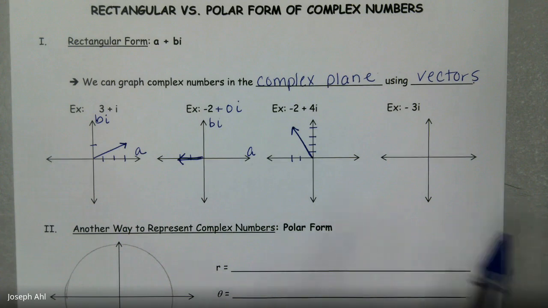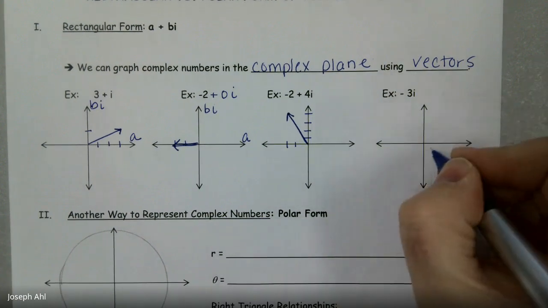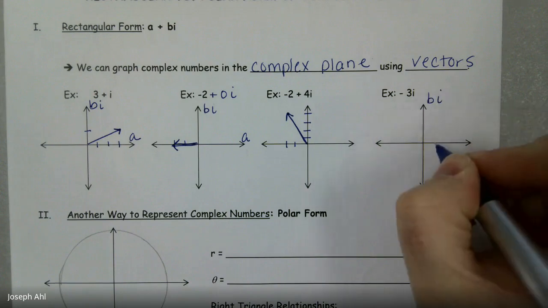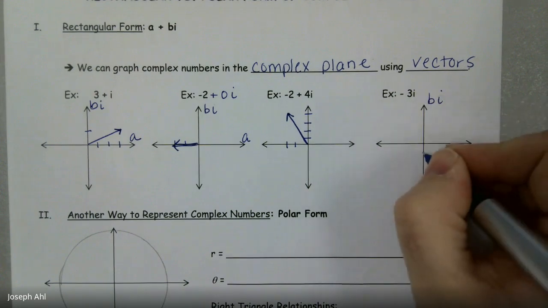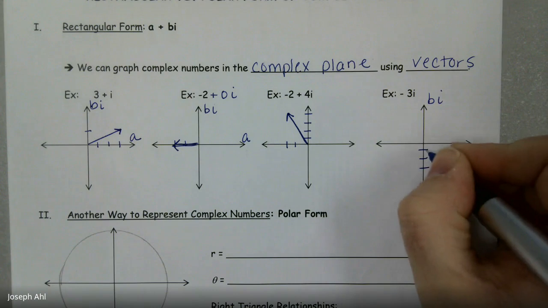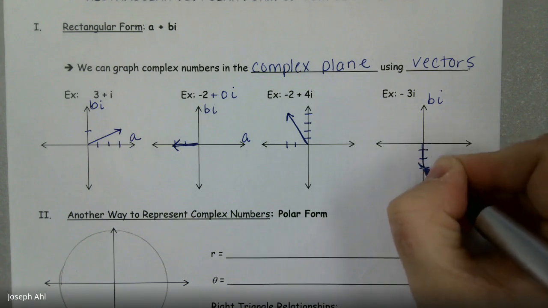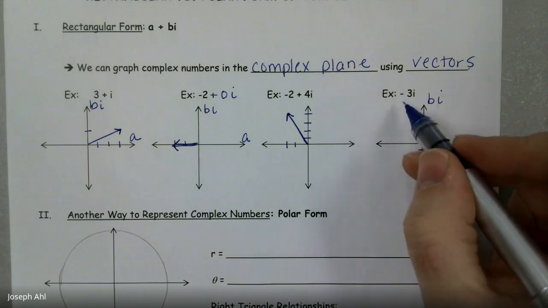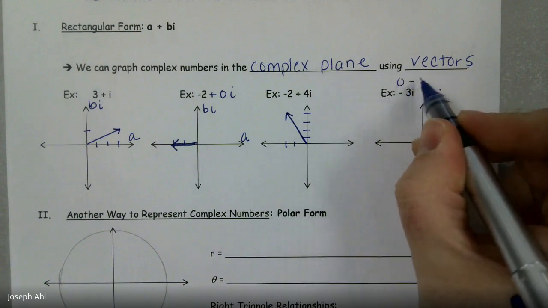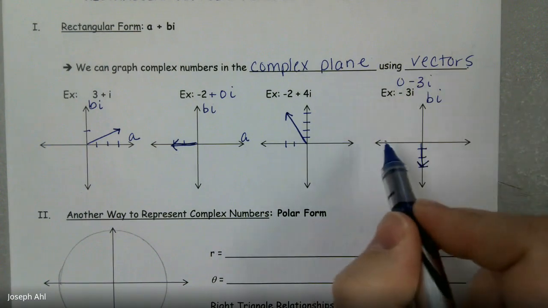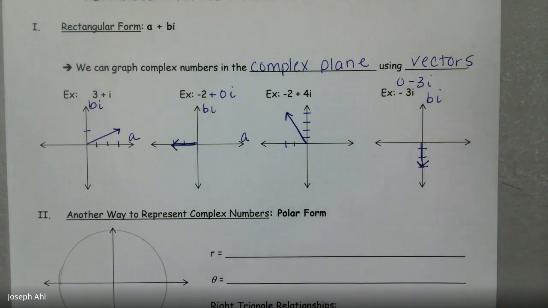If you want to try -3i, go for it. You can hit pause quick, but otherwise I'll show you really quickly what -3i looks like. Remember, the bi axis is the one that's vertical here. So -3i, if you count down 3 and just draw a vector from the origin, there is no real number component to this. Again, you can think of it as 0 minus 3i if you'd like, but you're not going left or right at all. It's just straight down 3 units there.